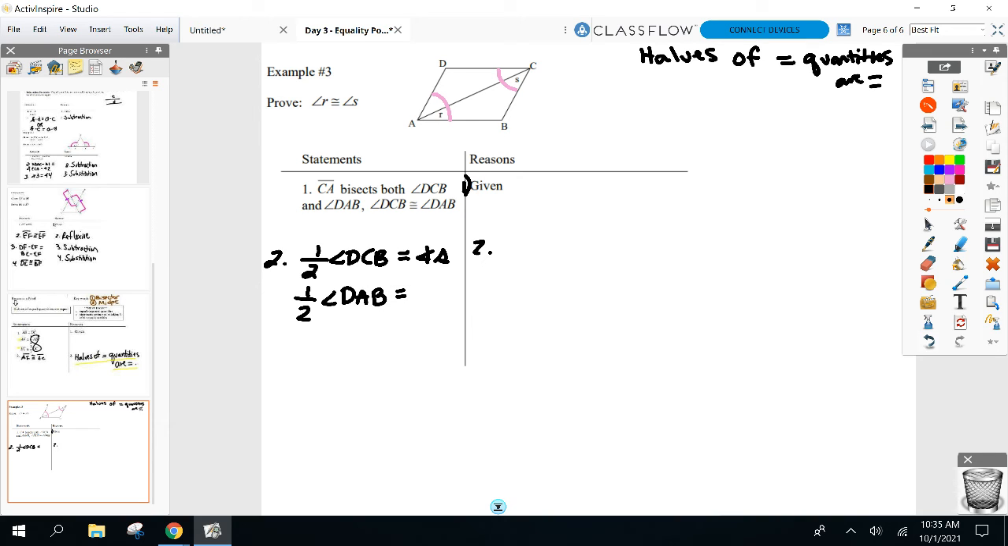And in this case, look at your diagram and what you're asked to prove. I'm going to say half of DAB is the same as angle. What is it? What are you guys?